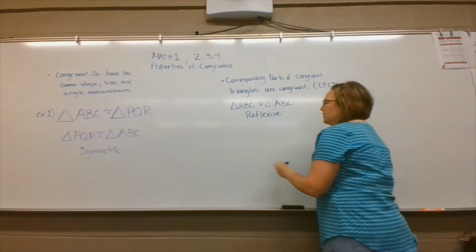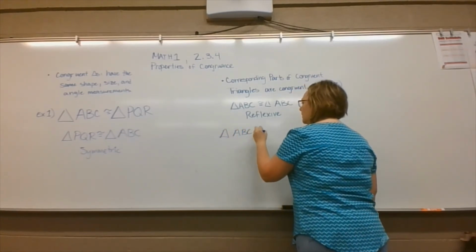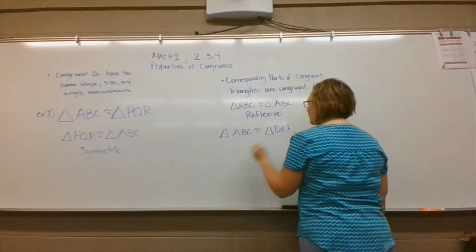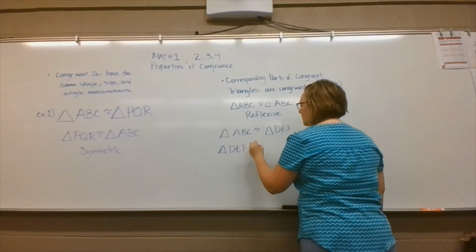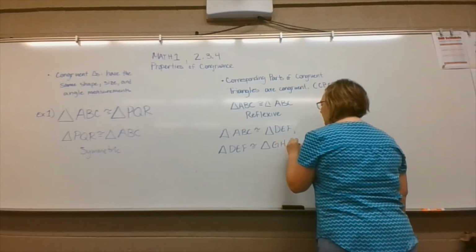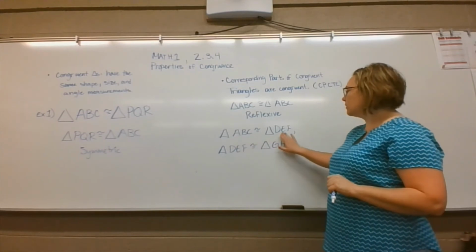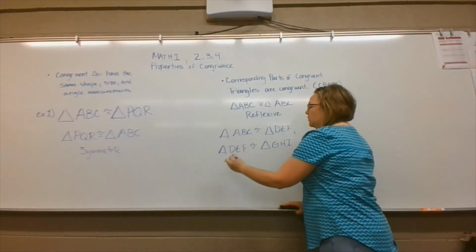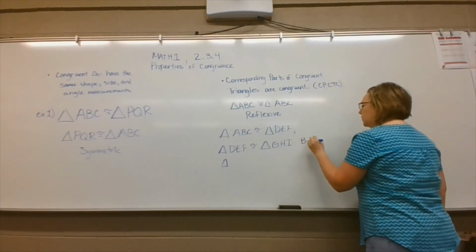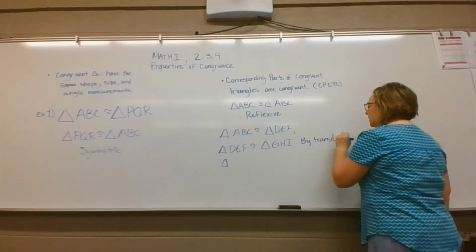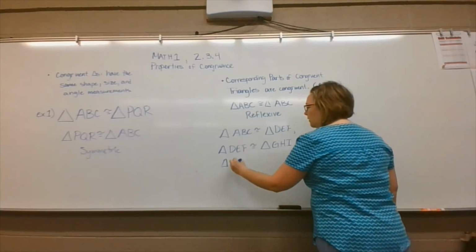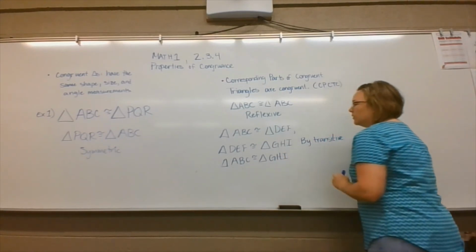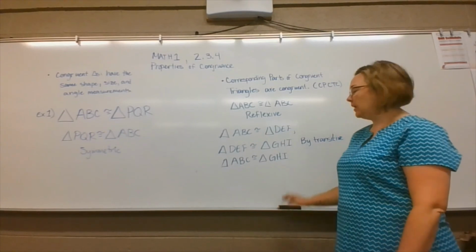Okay, the last type of property is the transitive property. So if we have triangle ABC is congruent to triangle DEF, and if we also have that triangle DEF is congruent to triangle GHI. Okay, so we know that triangle ABC is congruent to DEF, triangle DEF is congruent to GHI, then we can, by the transitive property, say that triangle ABC is congruent to triangle GHI because triangle DEF connects those two. So that is the transitive property.